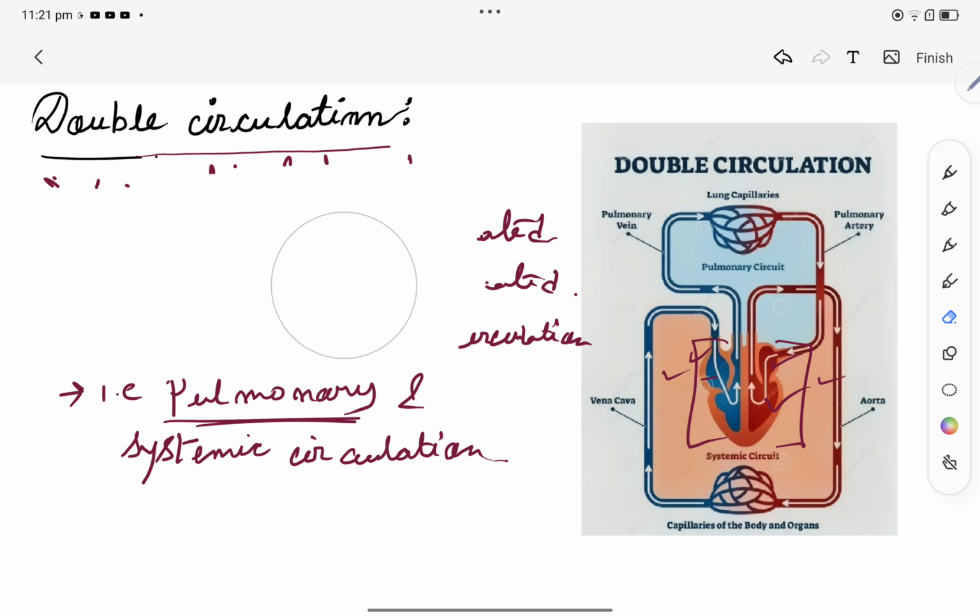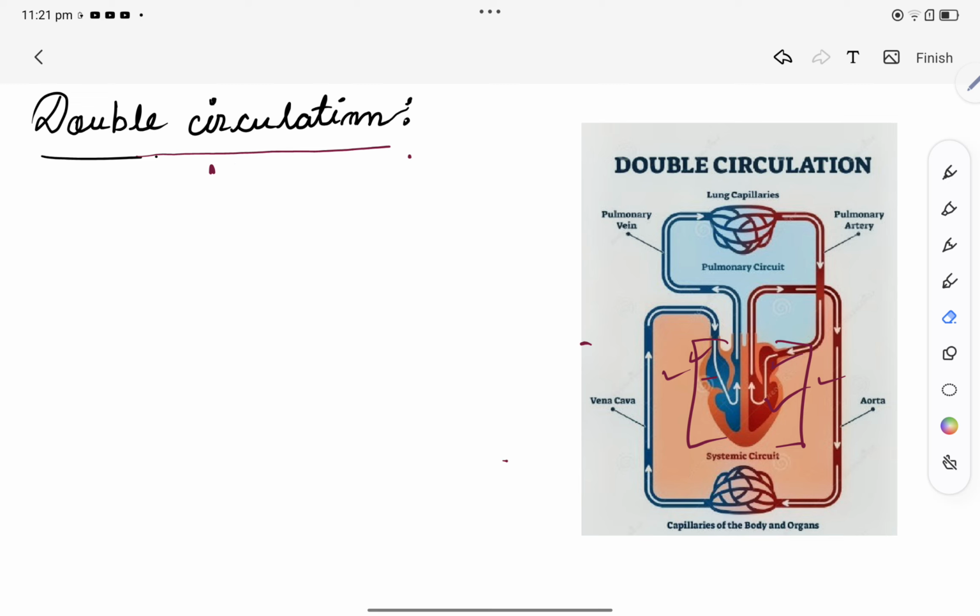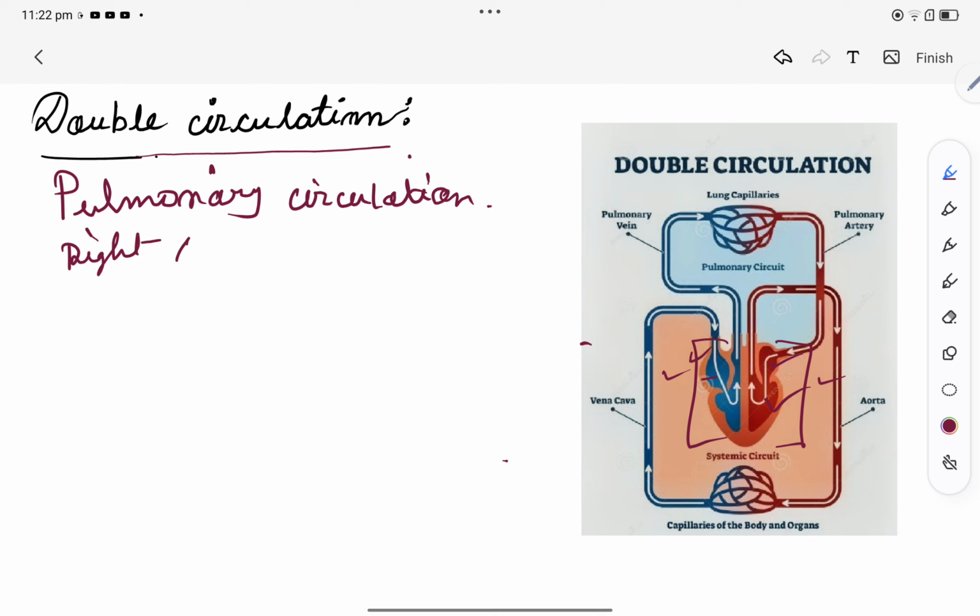Pulmonary circulation. This takes place in the right side of the heart. Okay. So deoxygenated blood enters the right atrium. Okay, I am writing A for atrium. From the right atrium, it enters the right ventricle through the tricuspid valve, as you know.